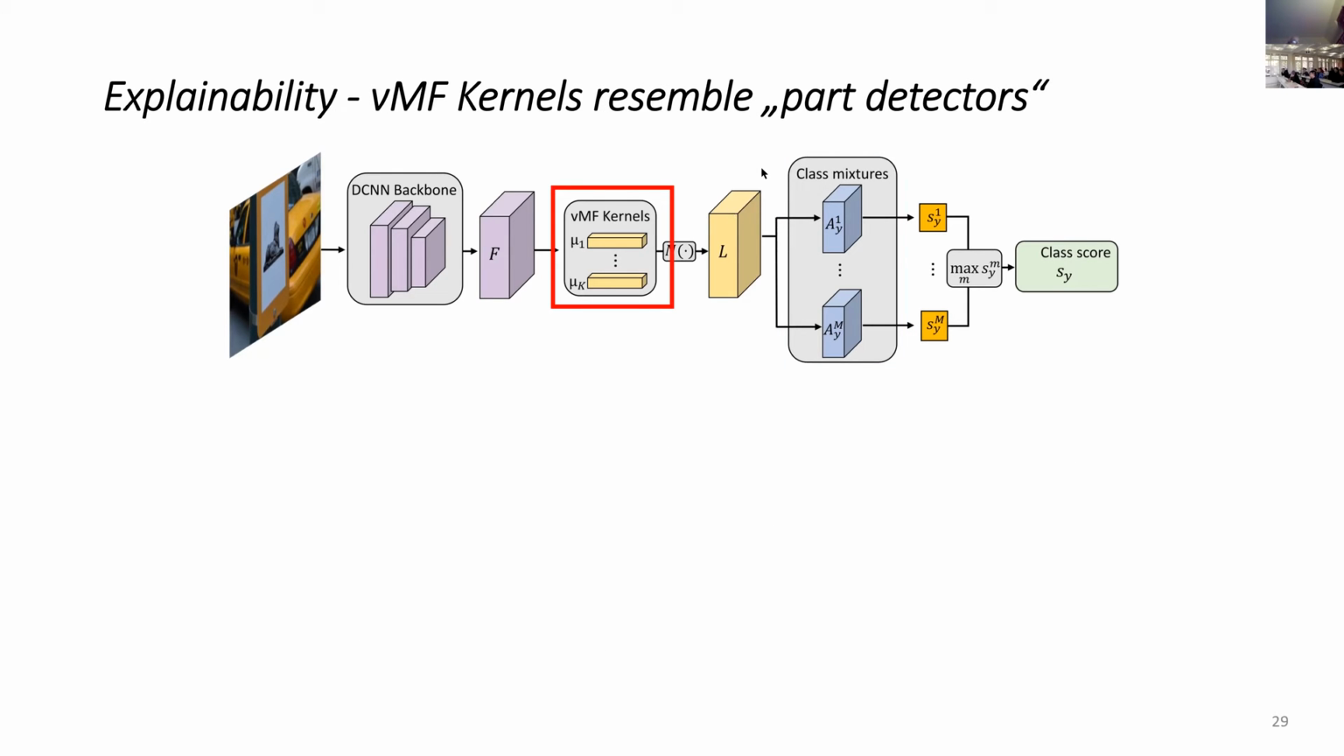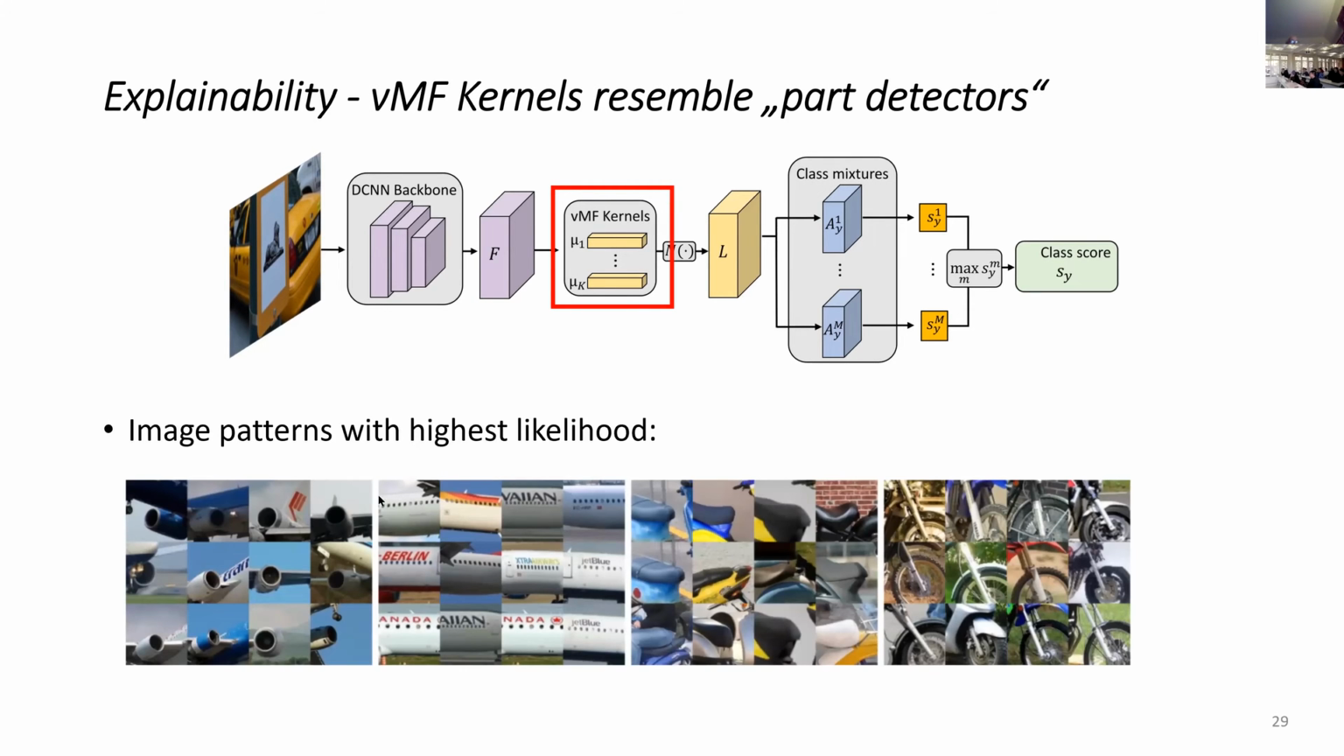It has, as I say, explainability. The VMF kernels here, learnt by clustering, are similar to parts. So if we look at one of the kernels and see what image patches it likes, we'll find one of them likes the engines of airplanes, another likes the side of airplanes, etc. I have to admit that all the patches aren't as clean as these ones, but these are chosen to illustrate the main idea. So it's got sort of part detectors in here.